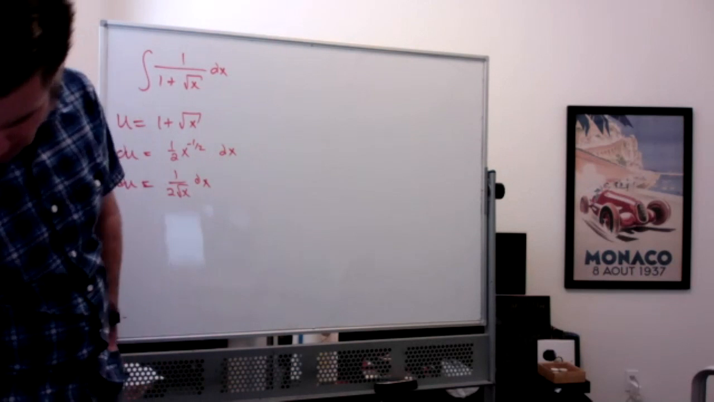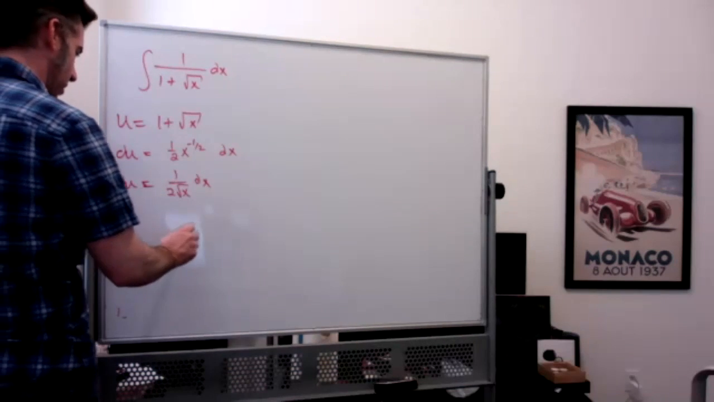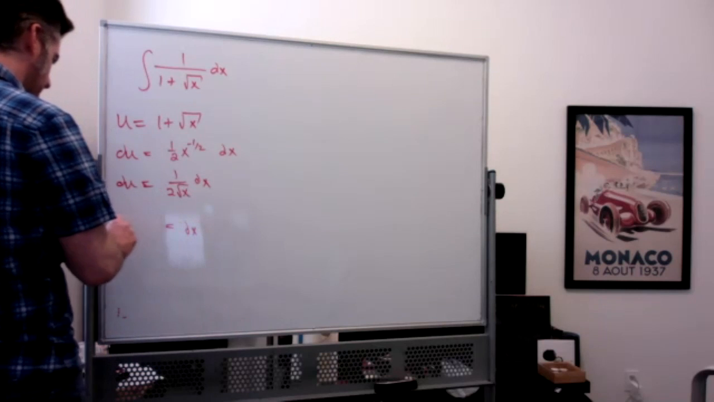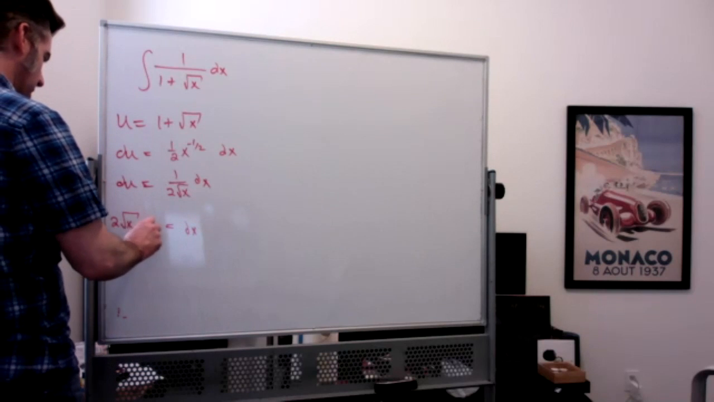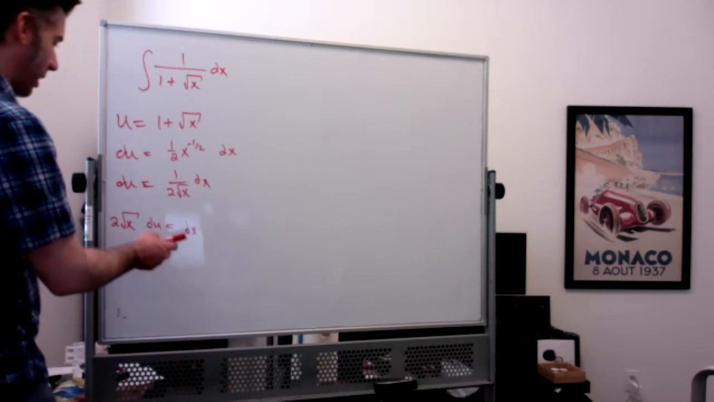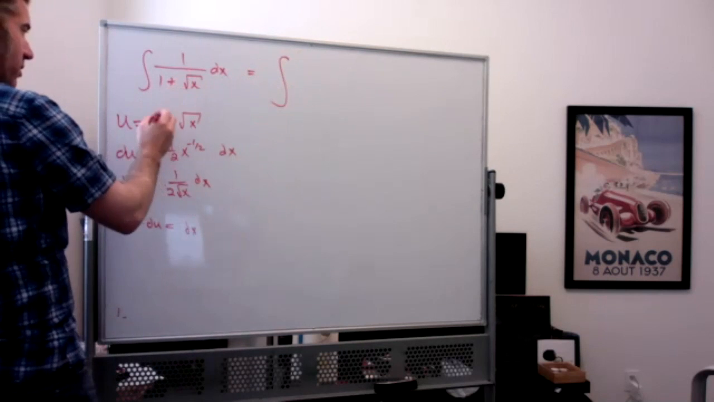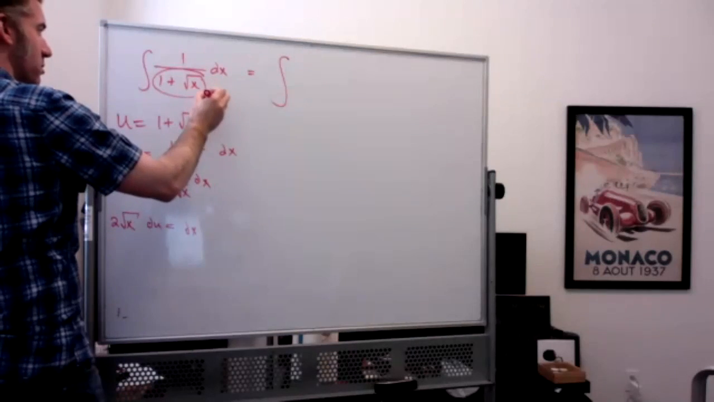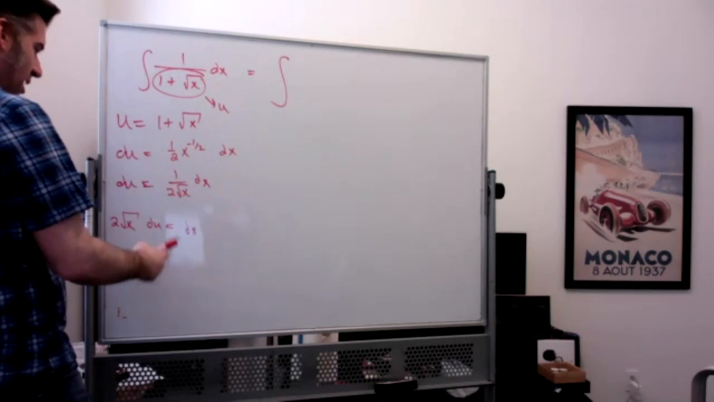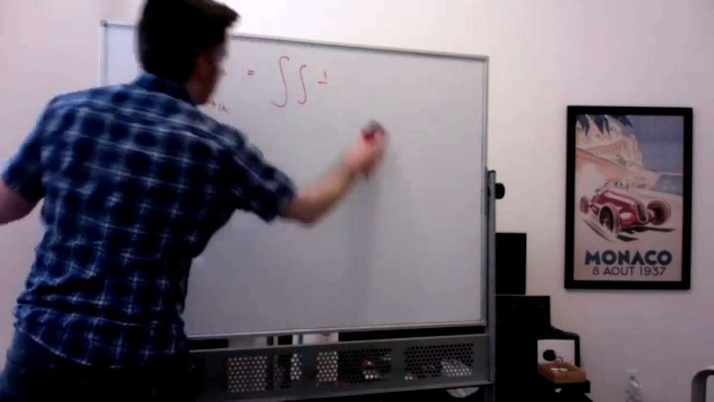So there's actually one way I could do it: I could solve for dx, and I could say, okay, dx equals 2 root x du. I know I just said this is not my preferred way of doing it, but it still works. I can plug that in here and then say, okay, this is equal to, well, again, that's going to be u. And I'm going to have the integral of 1.